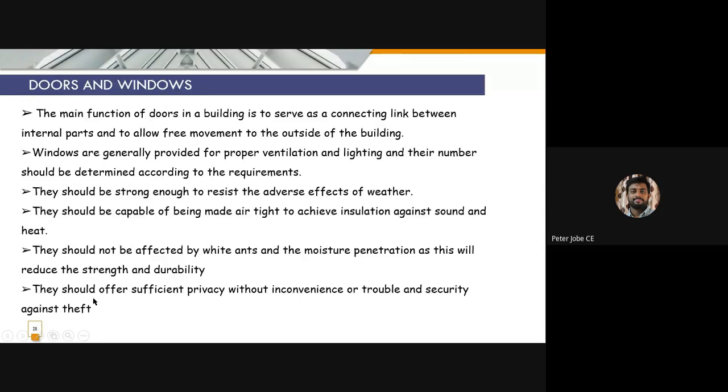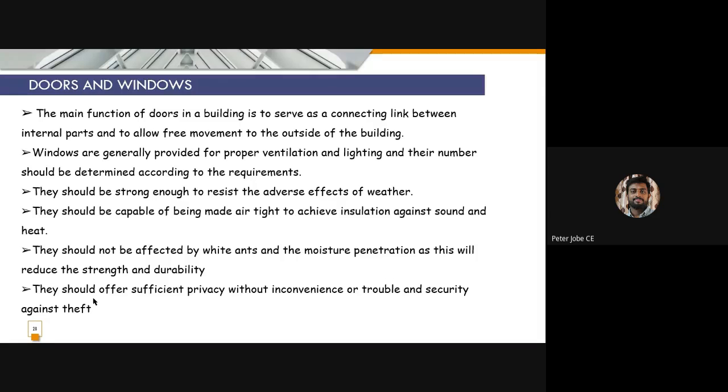So next are doors and windows. The main function of doors in a building is to serve as a connecting link between the internal parts and to allow free movement to the outside of the building. Windows are generally provided for proper ventilation and lighting, and their number should be determined according to the requirements.